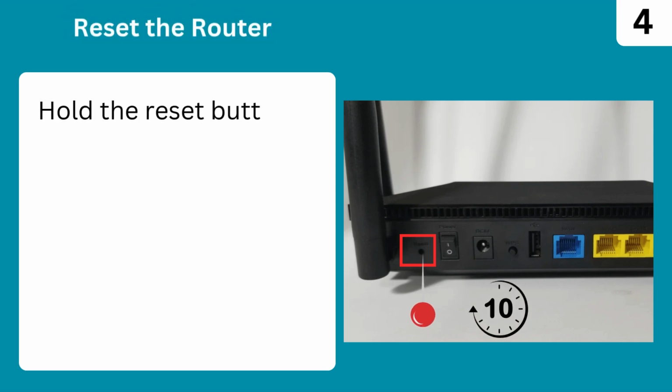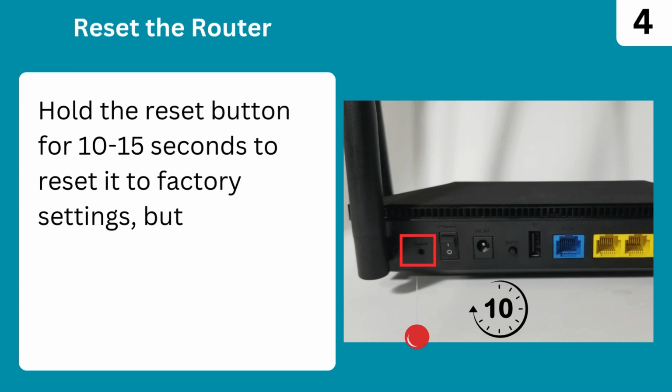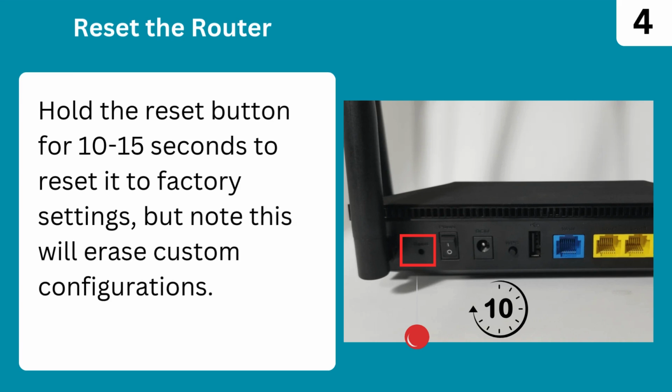4. Reset the router. Hold the reset button for 10 to 15 seconds to reset it to factory settings, but note this will erase custom configurations.